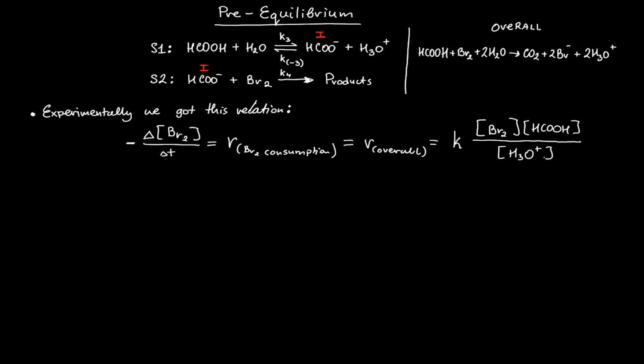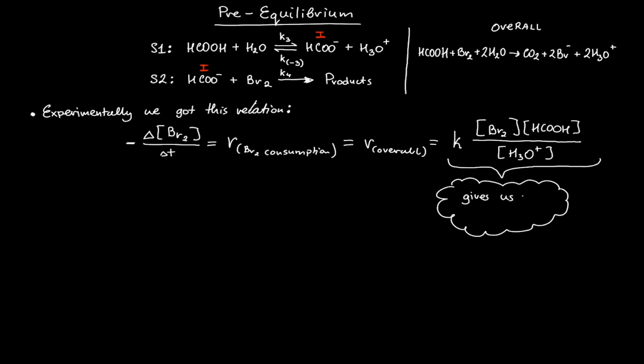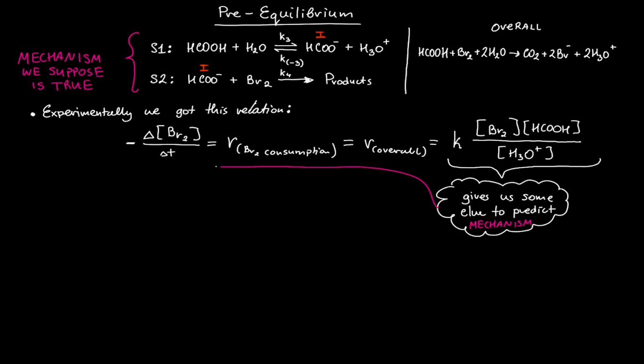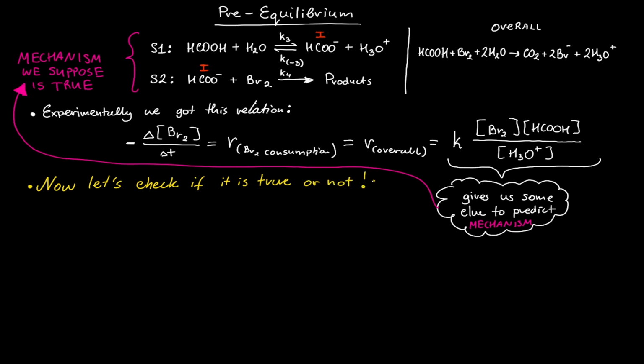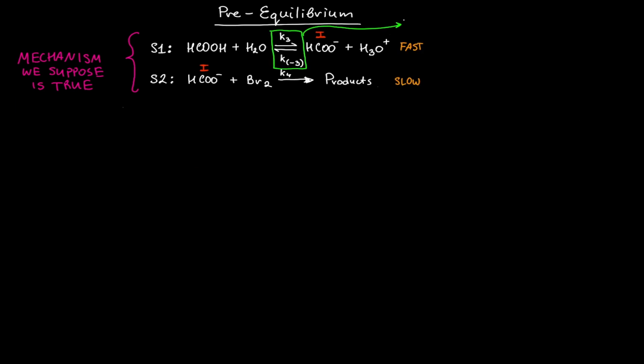And basically this relationship of K gave us an idea about a mechanism, yeah? You are not expected to predict if a step is slow or fast based on the rate law, because there are specific people that do it for money. So let's say that some smart guy just came up with an idea that the second step here is slow, yeah? And here our pre-equilibrium assumption goes.